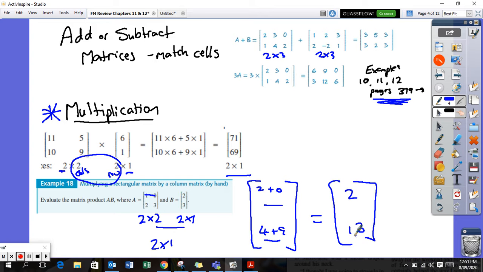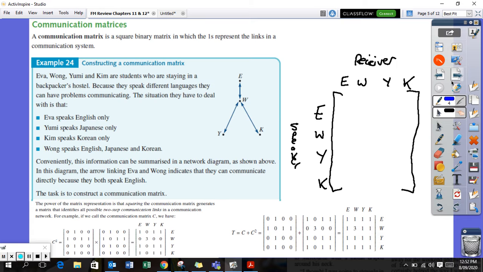Yes, you can do it on the CAS. Make sure you know how to do it on the CAS. If we flip these around and did them the other way, then we'd have a 1 there and a 2 there. Sorry, I can't point to the screen, that's no good. It wouldn't be defined, and your CAS will give you an error. Okay, so that's matrix multiplication.